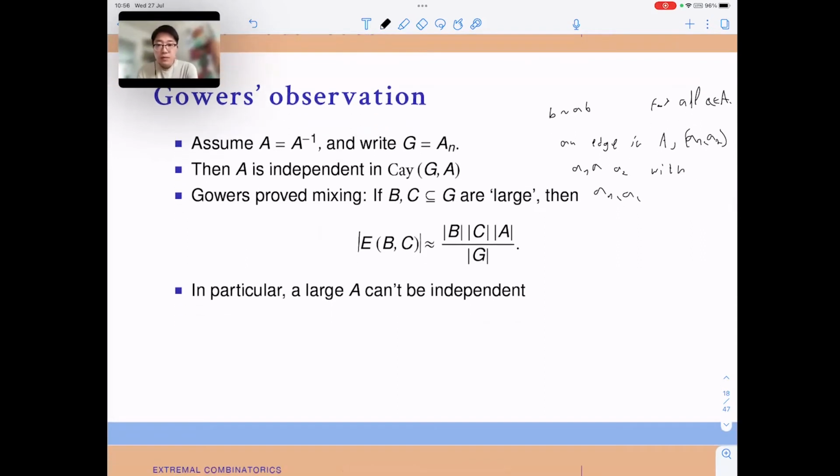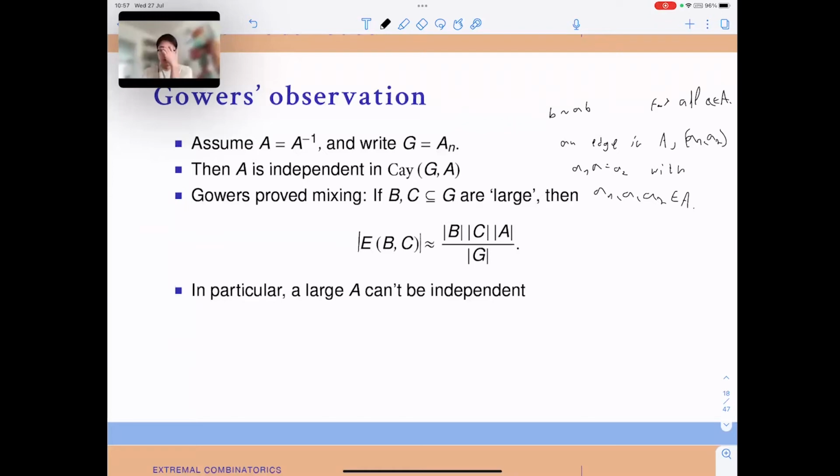A1, A2 are all in A. Yeah, that's correct. So it corresponds to an edge inside A in the Cayley graph that has A as a set of generators. So A plays two roles here: it's a set of generators and also the independent set.